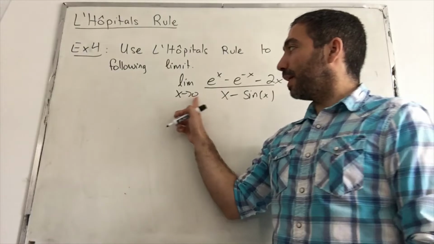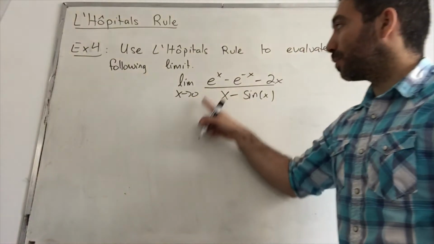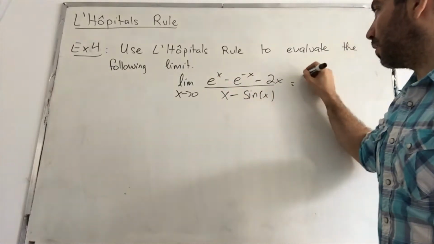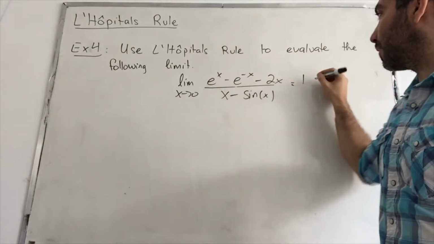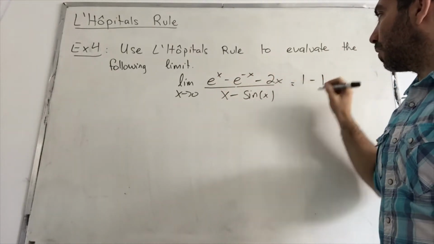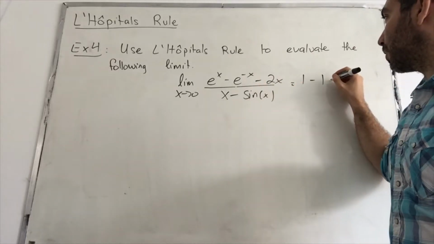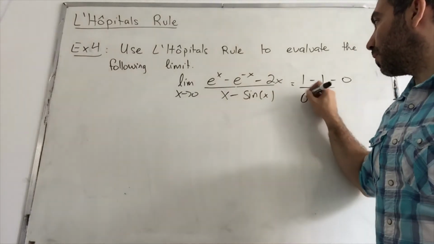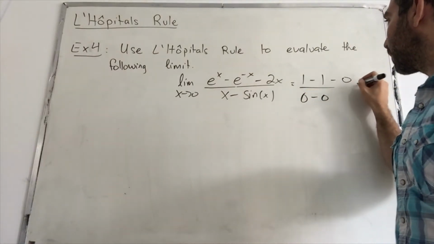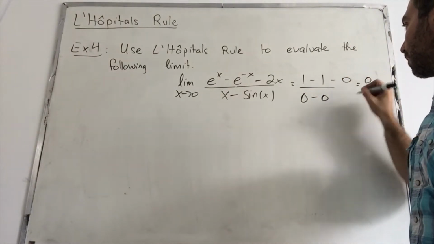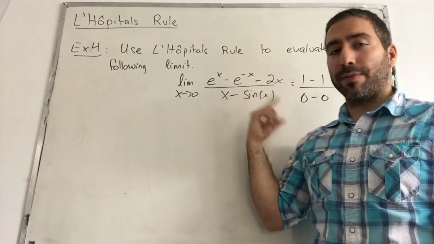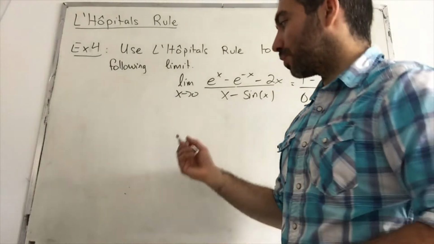So we start off by taking the limit as x goes to 0, substituting the x's in here. We get e to the 0, which is 1, minus e to the negative 0, which is again 1, minus 2 times 0, which is minus 0, over 0 minus sine of 0, which is 0. 1 minus 1 is 0, 0 minus 0 is 0. So we get the indeterminate form 0 over 0. Since we have an indeterminate form, we can apply L'Hopital's rule. Let's go ahead and do that.